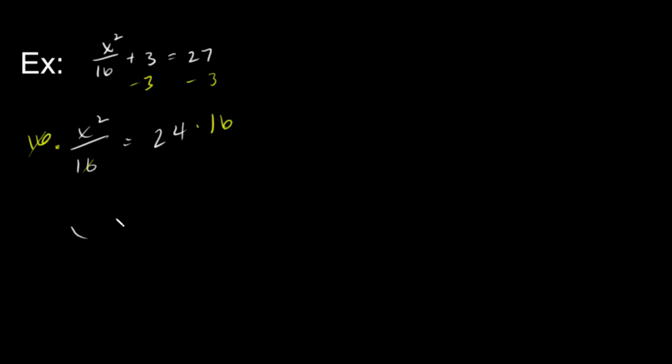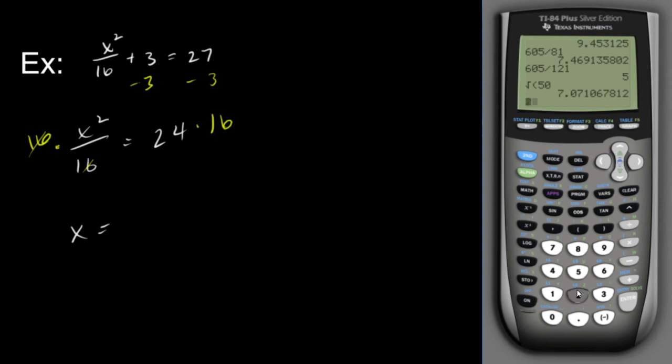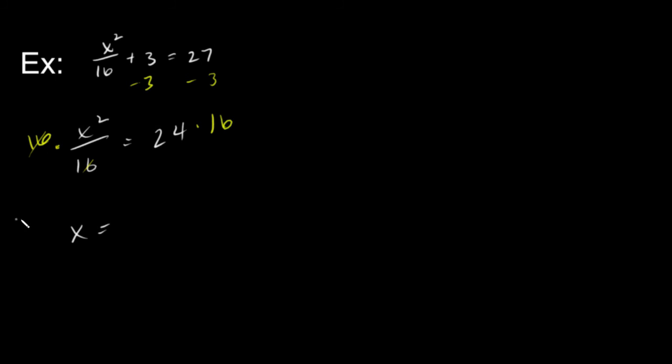We're going to need to know that, actually. 24 times 16. Yeah, I can't do that in my head. 24 times 16. 384. Of course it's 384. How could I be so stupid? So, sorry, that's x squared equals 384. So now you square root both sides. Remember the plus or minus. And now we get x is equal to plus or minus the square root of 384.